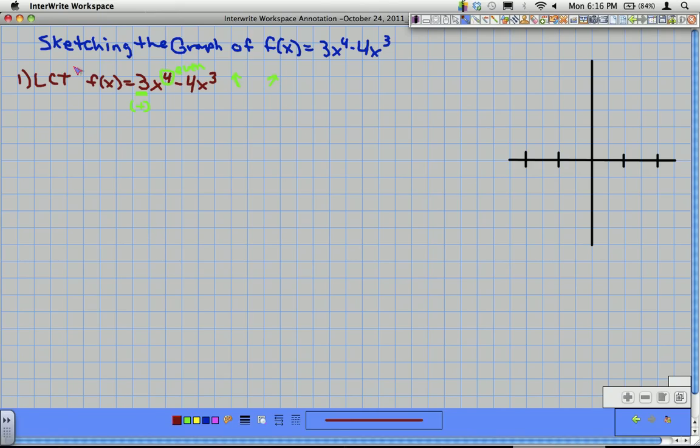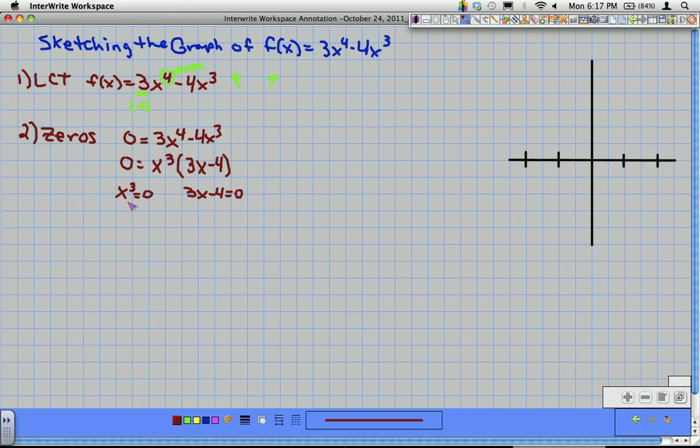All right, second thing, we want to find our zeros. So we're going to say 0 equals 3x to the fourth minus 4x to the third, and we're going to hit this by factoring. On this one, x to the third is all that can come out, and we're left with 3x minus 4. So let's set both of those factors equal to 0. We can get x to the third equals 0. We can get 3x minus 4 equals 0.